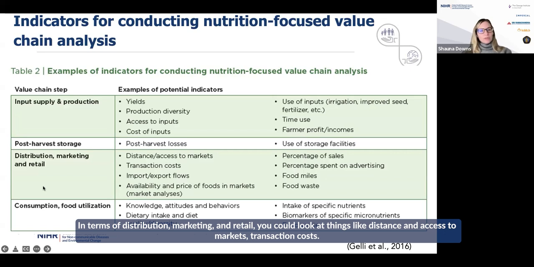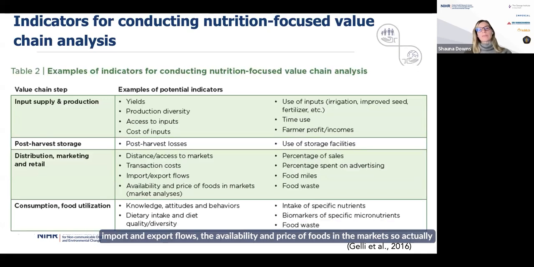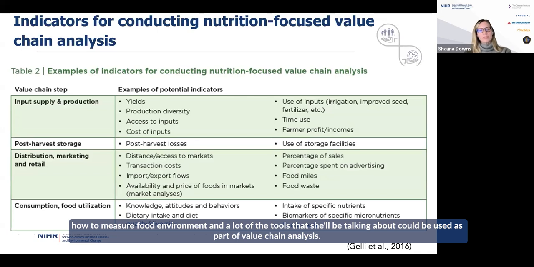In terms of distribution, marketing, and retail, you could look at things like distance and access to markets, transaction costs, import and export flows, and the availability and price of foods in the markets. So actually, this step is where you might be able to use quite a lot of the food environment tools. Dr. Supana next week will be talking about how to measure the food environment, and a lot of the tools that she'll be talking about could be used as part of value chain analysis, to look at things like the prices of foods, the availability of foods in the markets, the promotions of foods in markets, that kind of thing.